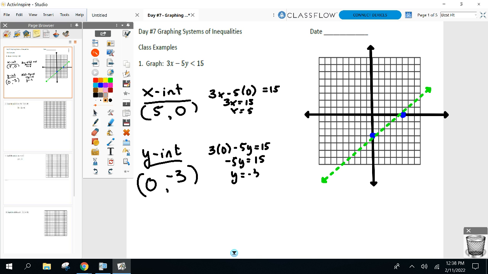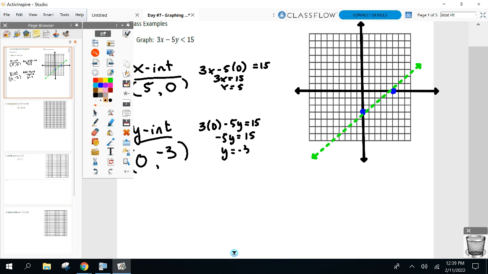Last thing, shading. Above or below? Here's how I'm going to have you determine where to shade. You are going to test the easiest point to test on this graph: 0, 0. Now, what am I talking about when I say test 0, 0? You plug in 0 for x, 0 for y, and you tell me if this inequality is true or false.